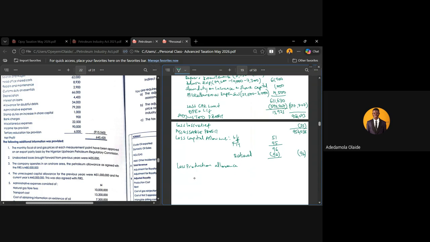Production allowance is the same thing as petroleum allowance, and they say 80 million is what they agree with the relevant tax authority. So with this now, what is the chargeable income or the assessable?